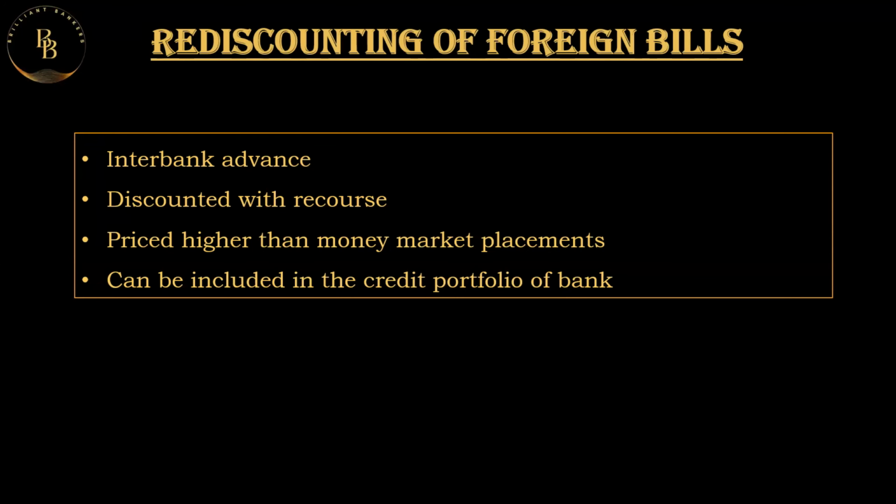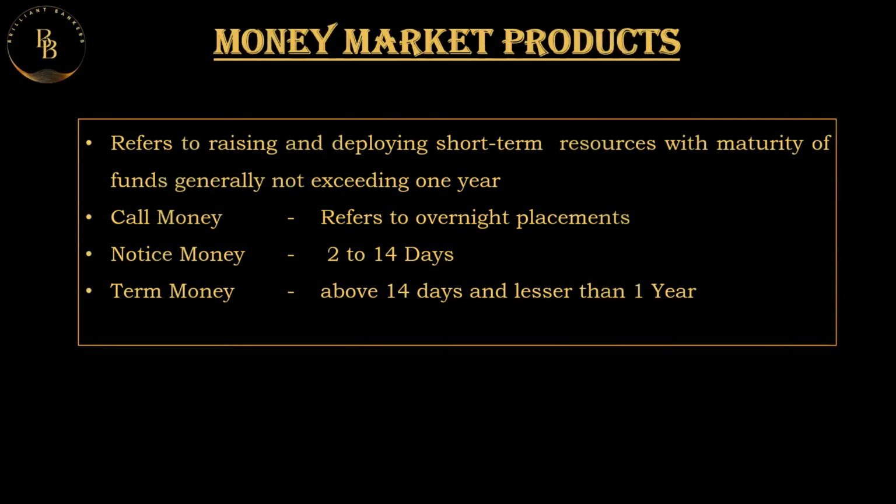So the money market product refers to raising and deploying short-term resources with a maturity of funds generally not exceeding 1 year. The main three types of money market products are call money, notice money, and term money.